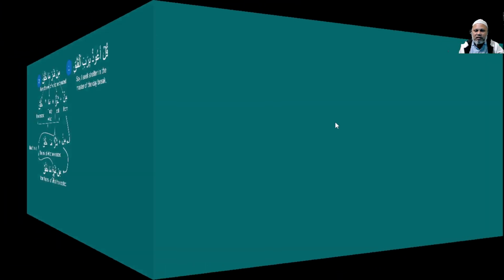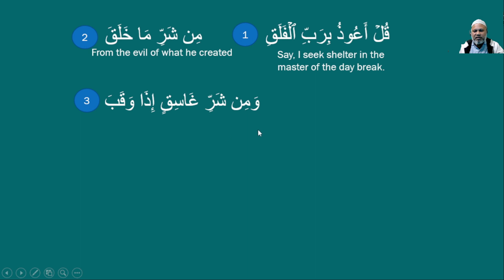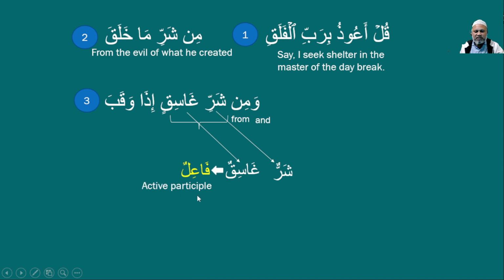Now let's go to verse number 3. Wa min sharri ghasiqin idha waqab. Wa means and, min means from. This sharri ghasiqin comes from sharrun and ghasiqun. Ghasiqun follows the active participle pattern fa'ilun. This means darkness. An active participle is a kind of noun. Ghasiqun means darkness. Sharrun means evil.